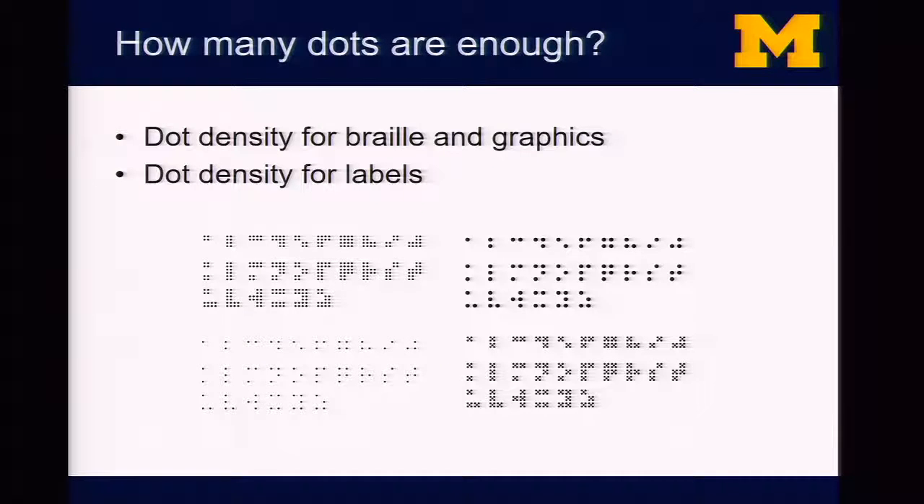we have now the beginnings of a reason to do this. And the next question we asked then was, okay, if we're going to have a full page Braille display, how many dots do we need? What is the dot density that we're going to require if we've said that one of the things we want to be able to do is to have tactile graphics as well as Braille?